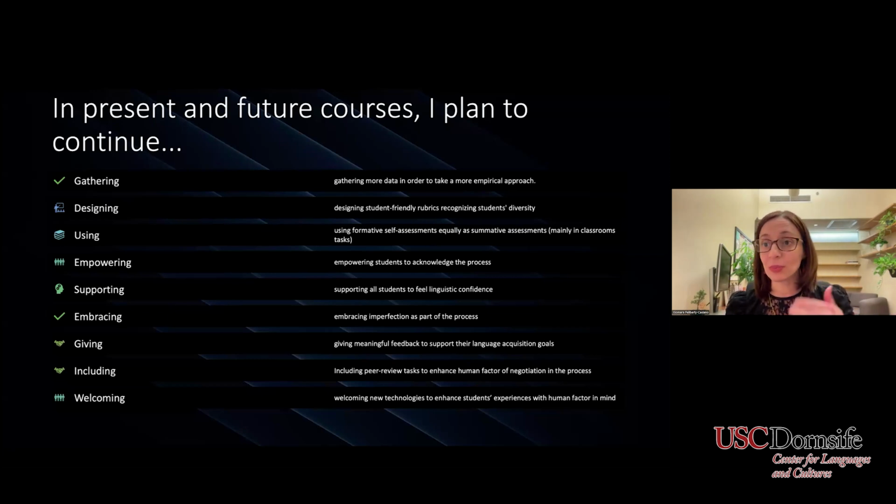So in the future, I'm going to try to continue doing this in a more specific way, trying to gather more data in an empirical approach and designing more student-friendly rubrics so I can share and receive more ideas. And I want to empower students to think about the process and not the final result of, I know the language. I want them to think about how I'm learning and what I need to do in order to improve the domains that I want to improve in the future. So thank you very much.